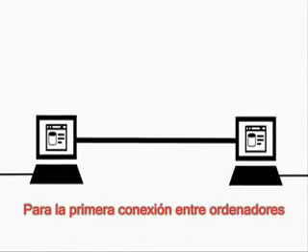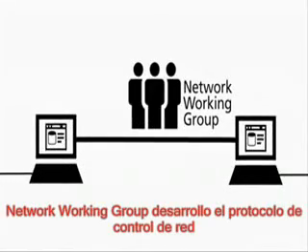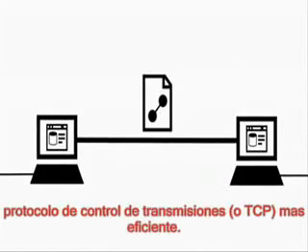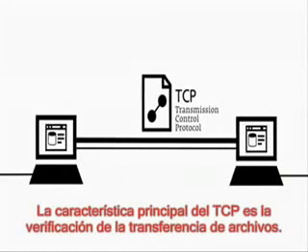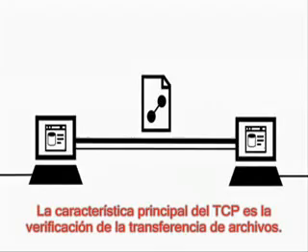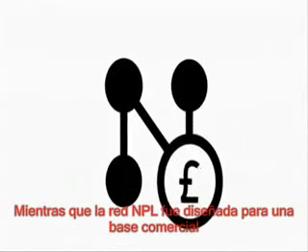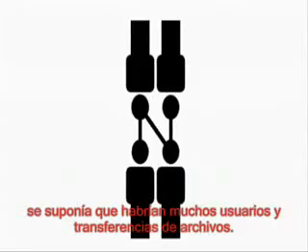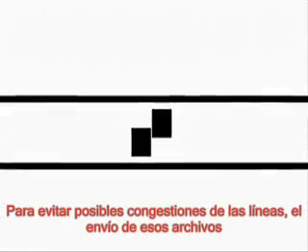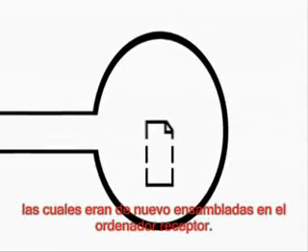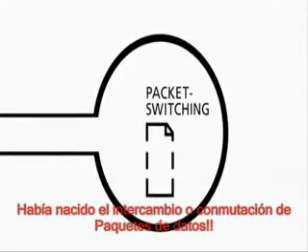For the first connections between the computers, the Network Working Group developed the Network Control Protocol. Later on, the NCP was replaced by the more efficient Transmission Control Protocol. The specific feature of the TCP is the verification of the file transfer. Let's take a short detour to England. Since the NPL network was designed on a commercial basis, a lot of users and file transfer were expected. In order to avoid congestion of the lines, the sent files were divided into smaller packets, which were put together again at the receiver. Packet switching was born.